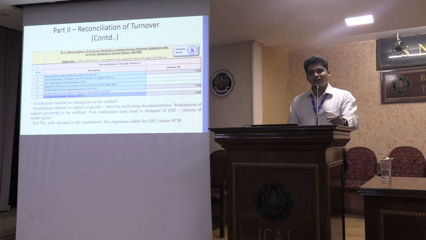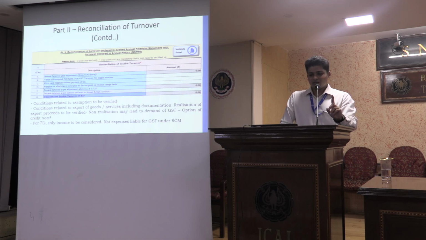And to this extent, I will not be able to adjust that value here. I will not be able to reduce that value from these values, and my taxable turnover will show a higher figure compared to what is there actually in my financials.